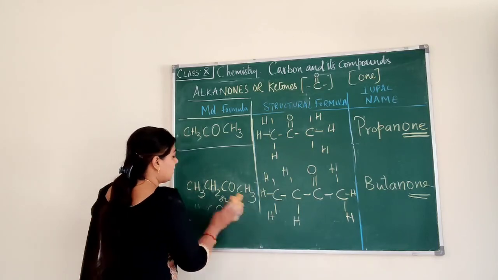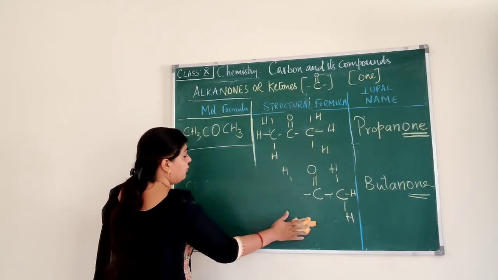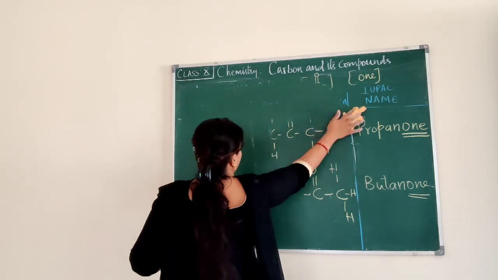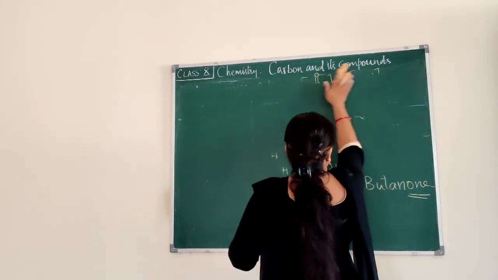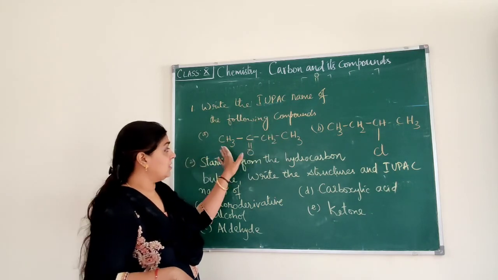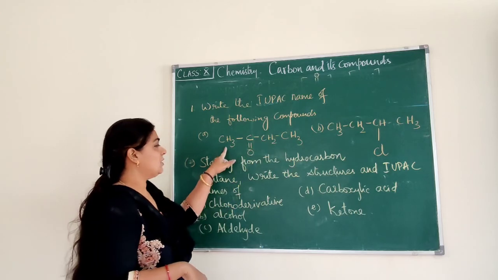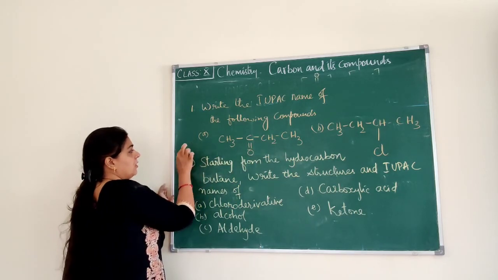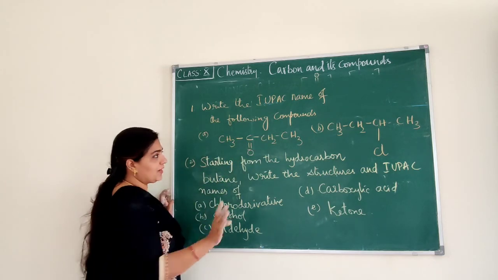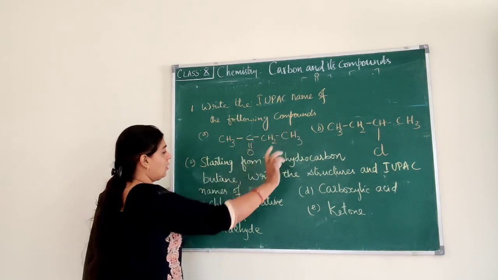Let me give you some work so that you will practice and understand. Answer this question: write the IUPAC name of the following compound. This is in condensed form. You know how to write CH3, then C double bond O, CH2. So find out the IUPAC name of these two compounds.